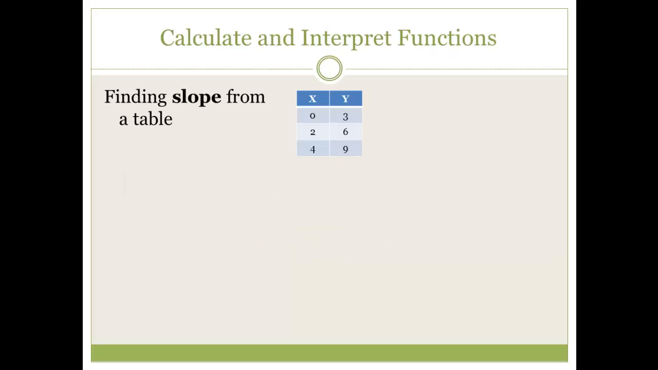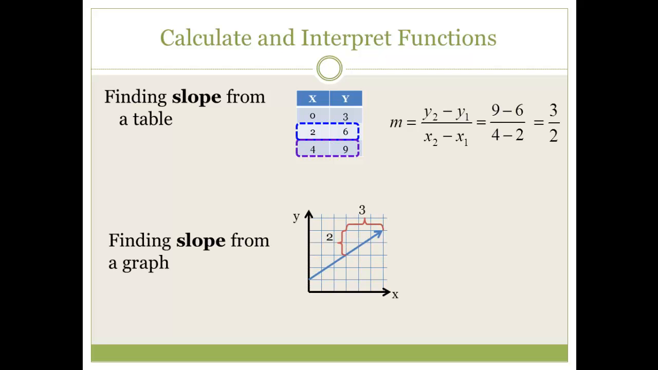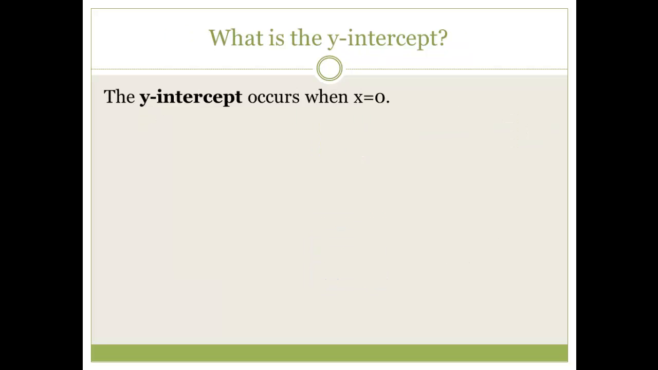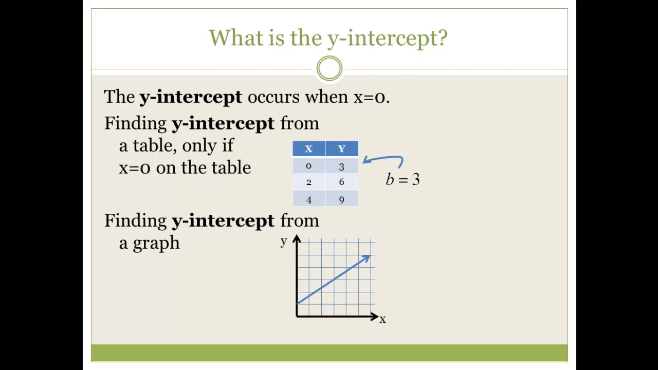We can also find the slope from a table. Using the equation, we pick 2 points and substitute, and we get 3 divided by 2. With the graph, we count the rise and the run. The y-intercept is the y-value when x equals 0. On the graph, it is when it touches the y-axis.